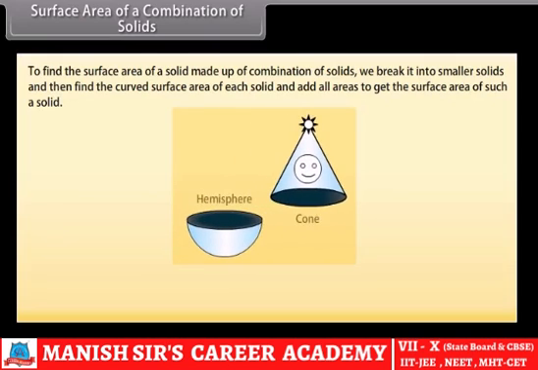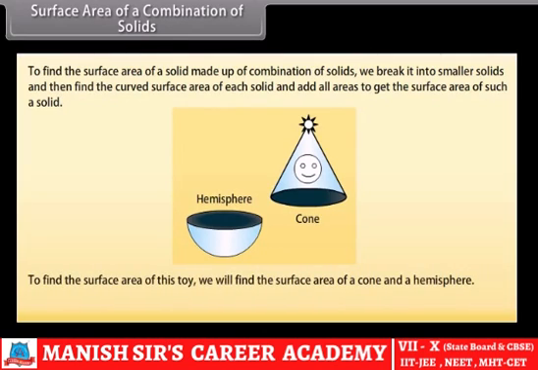This toy is a combination of a cone and a hemisphere. To find the surface area of this toy, we will find the surface area of a cone and a hemisphere. Or we can say that the total surface area of the toy will be equal to the curved surface area of the hemisphere plus the curved surface area of the cone. Let's solve some examples to find the surface area of combination of solids.